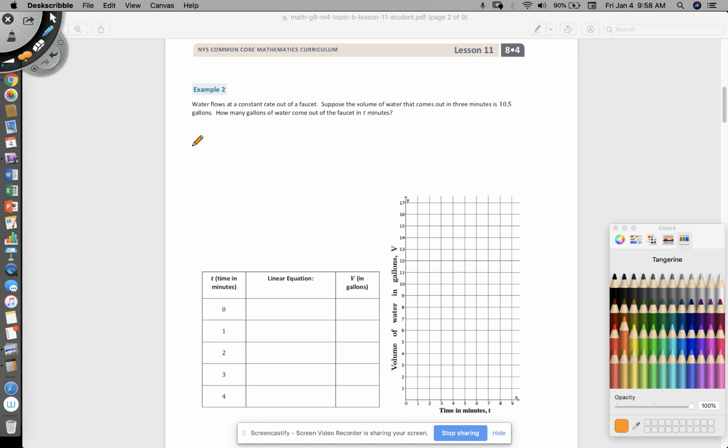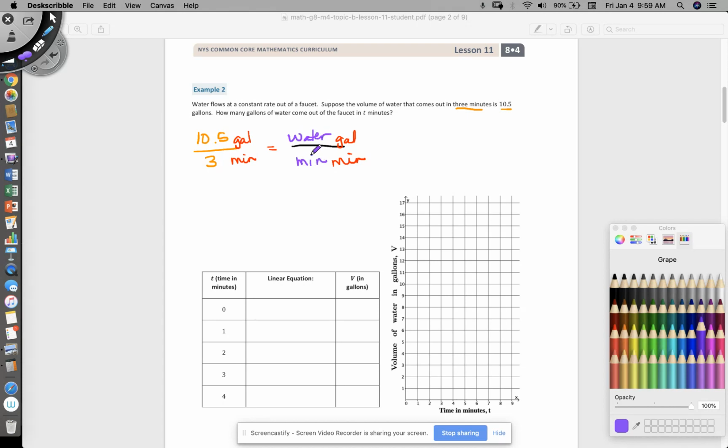All right, so we do know it comes out. We have 3 minutes and 10.5. So it comes out 10.5 gallons in 3 minutes. And again, you want to keep your units the same on top. So this is gallons and this is minutes. So when I set up my comparison over here, I want to set it up with my gallon on top again and my minute on the bottom again. So I'm going to say this is going to be my water over my minutes.